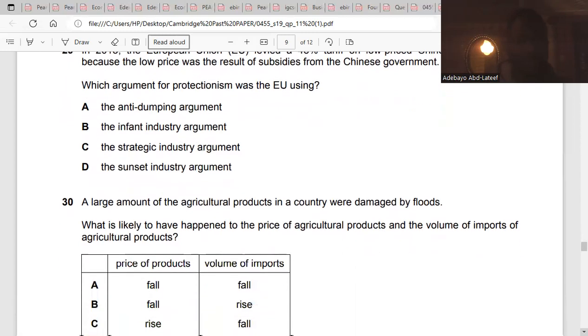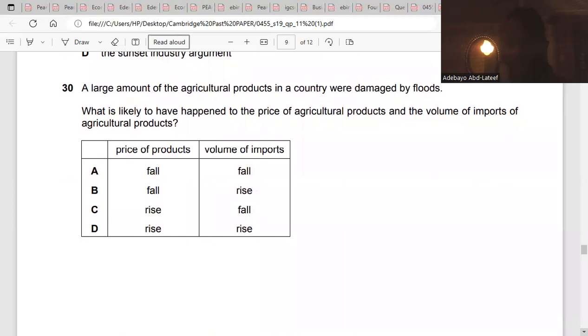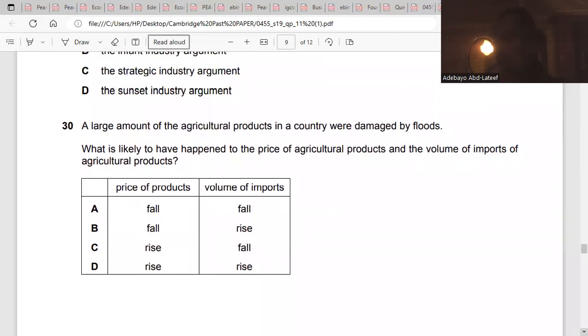30. A large amount of agricultural products in a country were damaged by floods. What is likely to have happened to the price of agricultural products and the value of imports of agricultural products? So before I go down, here they said floods. One of the factors that affects supply is bad weather condition, which could be as a result of flood. So with flood, it means agricultural products will be short in the market.